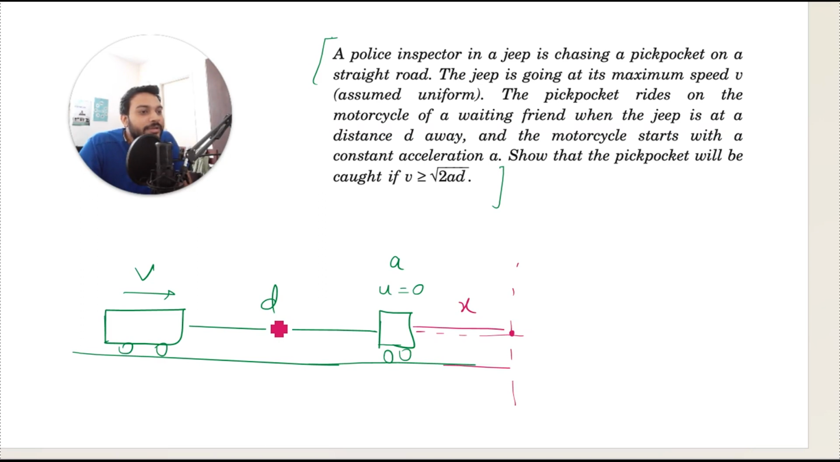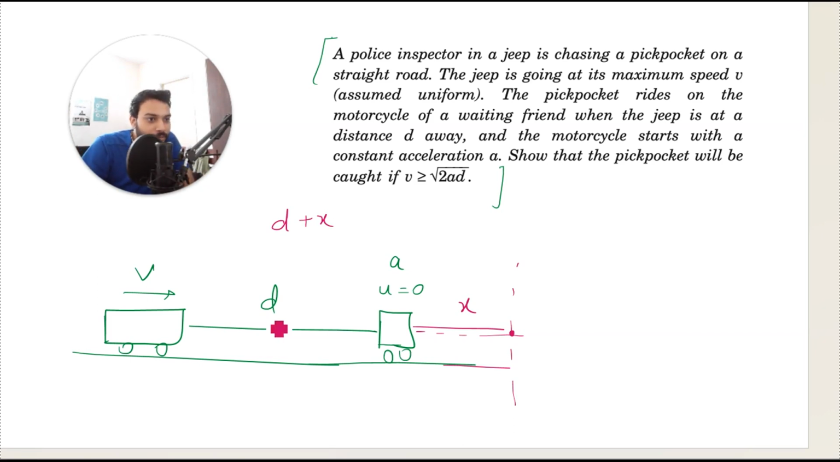So that means the total distance traveled by the police jeep is going to be d plus x, whereas the distance traveled by this pickpocket is x. And so that they get caught, we need to make the time same. The time taken by the police jeep to cover d plus x must be the same or less than the time taken for the pickpocket to cover the distance x.